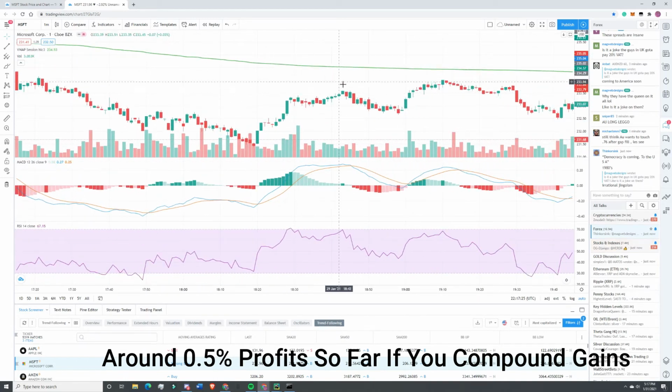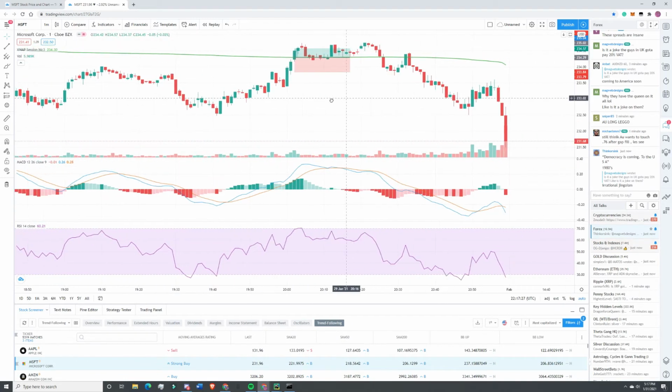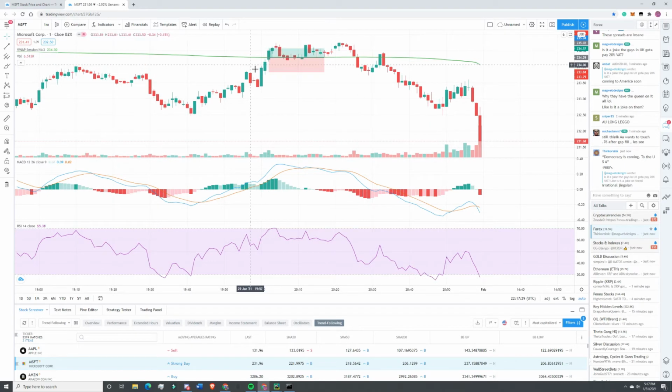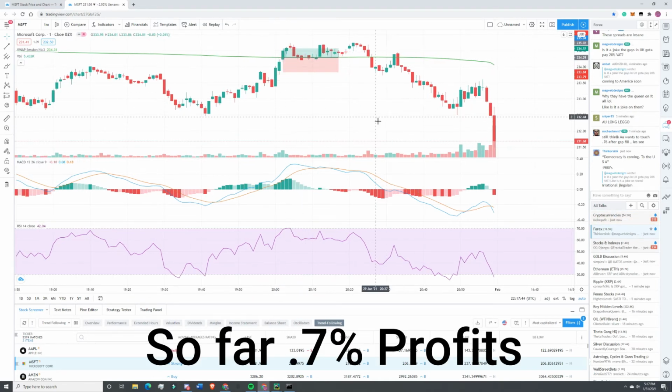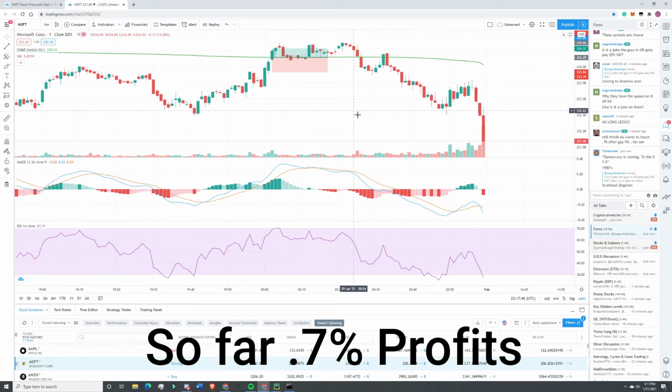And as you can see here, on Friday was a pretty dry trading day, and right here we were crossed up, entered at 234.30 and exited at 234.58 for 0.12% profit. And as you can see, this strategy is pretty profitable.